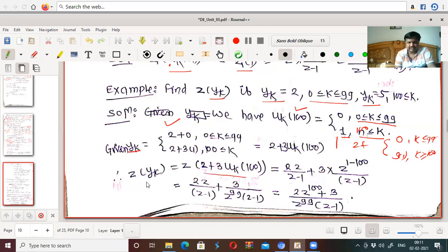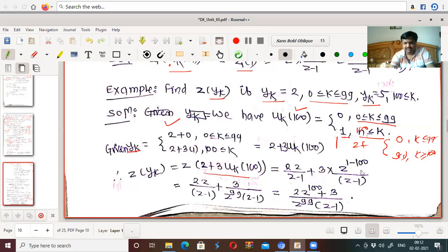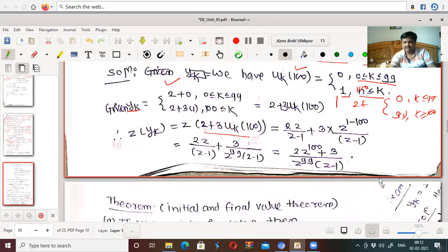So z transform of y_k is nothing but z transform of 2 plus 3 into u_k(100), which is equal to, now z transform of 2 is 2 into z upon z minus 1 plus 3 times z transform of u_k(100). By using this, z transform of u_k(n) is z raised to 1 minus n upon z minus 1. That is z raised to 1 minus 100 upon z minus 1, isn't it? Which is equal to 2z upon z minus 1 plus 3 upon z to the power 99 into z minus 1, equal to 2 into z to the power 100 plus 3 upon z to the power 99 into z minus 1.